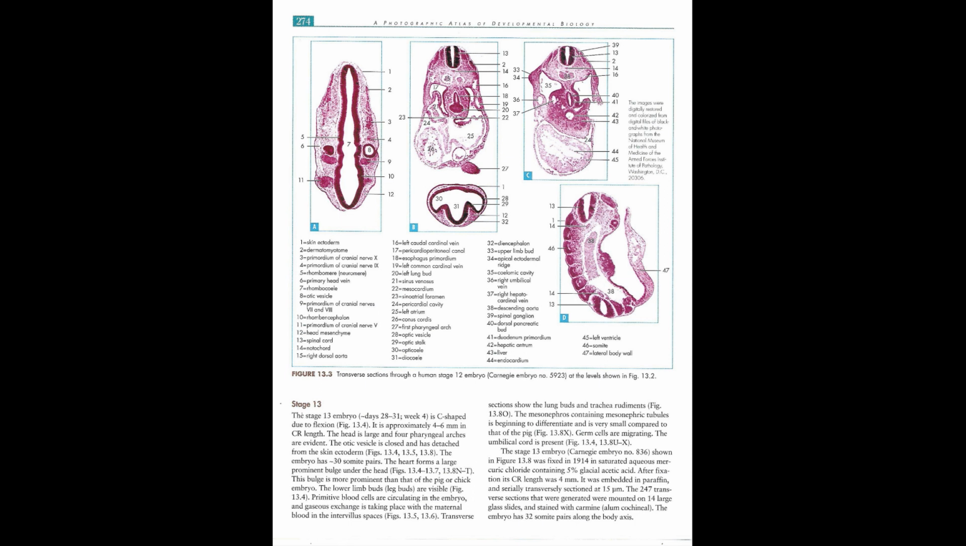The stage 13 embryo, Carnegie embryo number 836, shown in figure 13.8, was fixed in 1914 in saturated aqueous mercuric chloride containing 5% glacial acetic acid. After fixation its CR length was 4 mm. It was embedded in paraffin, and serially transversely sectioned at 15 µm. The 247 transverse sections that were generated were mounted on 14 large glass slides, and stained with carmine, alum cochineal. The embryo has 32 somite pairs along the body axis.